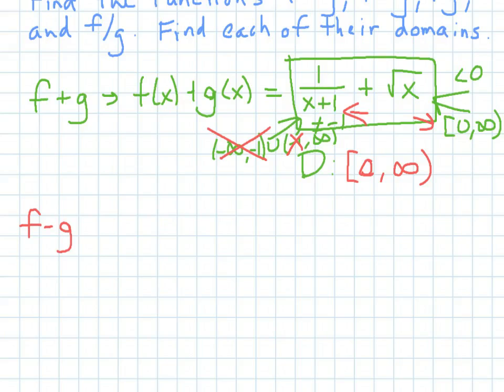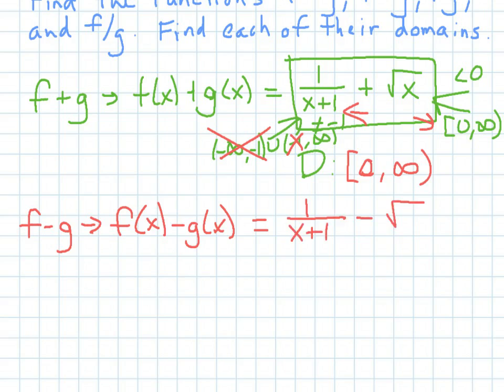Now, subtraction is very similar to addition. So you have 1 over x plus 1 minus the square root of x. Notice that we're dealing with the same functions. The only thing different about this function is that instead of a plus sign in between them, there's a minus sign. So your domain really didn't change at all, right? You didn't change anything underneath the radical. You didn't change anything about the denominator. So your domain is actually exactly the same.